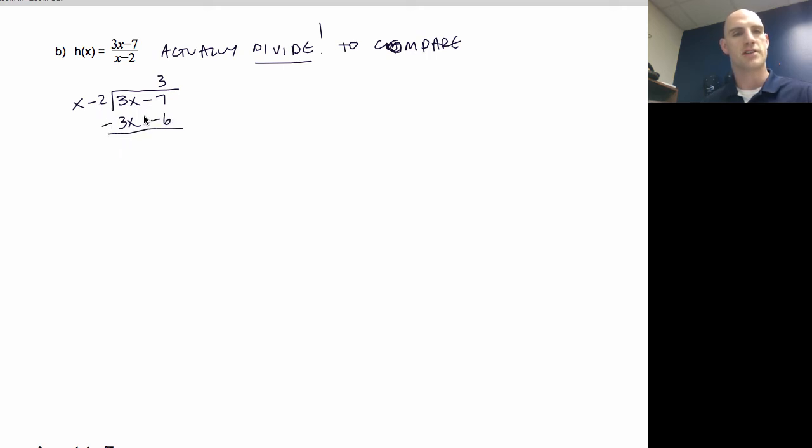When I subtract, check this out. And this would be plus 6, so minus 1. So what do I have? Well, I can't do anything else, so what the heck did I just do? My answer is 3x minus 7 divided by x minus 2 equals 3 plus my remainder. Well, my remainder is negative 1 over x minus 2.